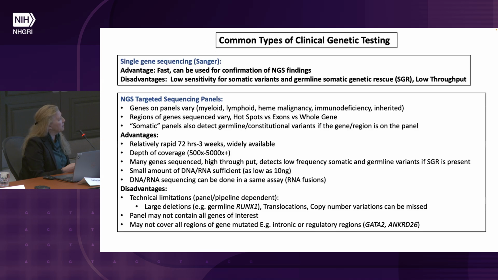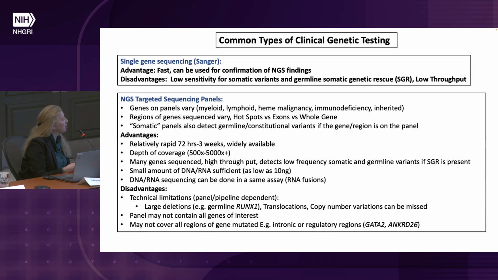So there are common types of clinical genetic testing. Most of you are probably familiar with this already, but single gene sequencing or Sanger sequencing. This is fast and can be used for confirmation of NGS findings. However, it has low sensitivity for somatic variants or germline variants where there may be somatic genetic rescue.